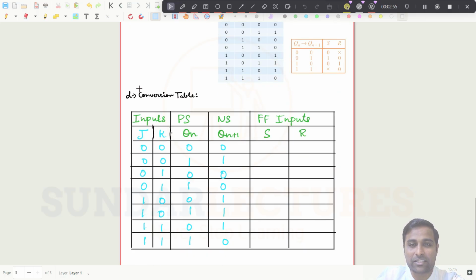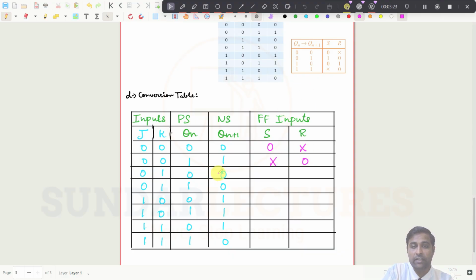So I have taken like this now. So now this table I have just taken here. Now I need to derive the values for S and R using this one now. So how will you do that? If it is 0, 0, what is the value for S and R? It will be 0 and then X. And if it is 1, 1, it is X0.